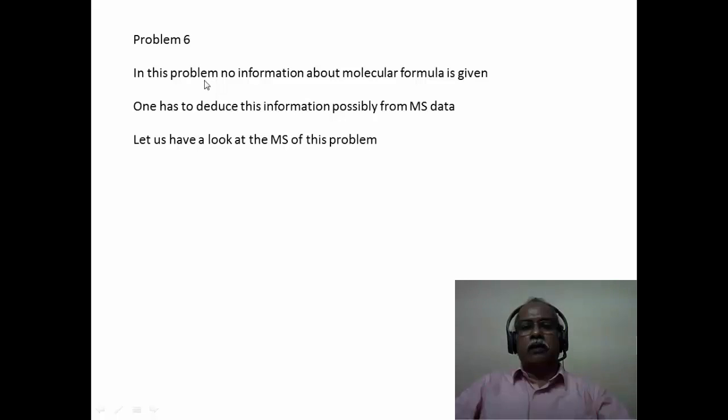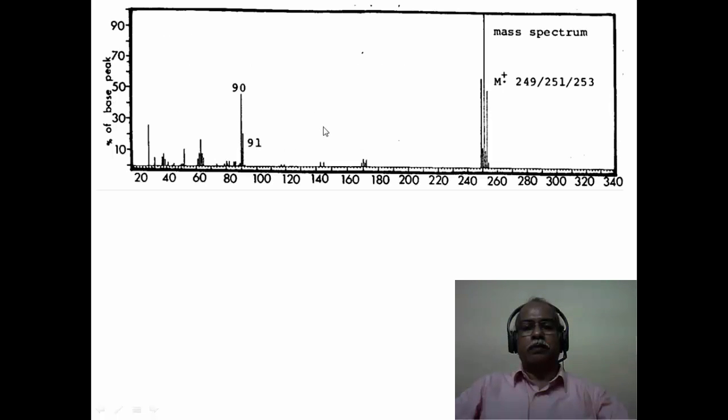Surprisingly, the molecular formula information is not given in this problem. In other words, we have to deduce this information possibly from the mass spectrometry data. So this is an example of a simple problem where the molecule is a fairly simple molecule. Molecular formula is not known. We are going to deduce even the molecular formula from the spectroscopic data that we have. So instead of starting with the IR spectrum, which we normally do for problem solving, let us start with the mass spectrum in this particular problem.